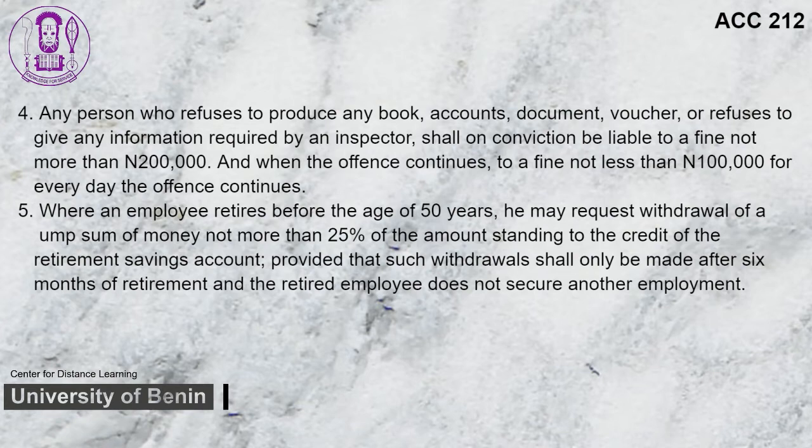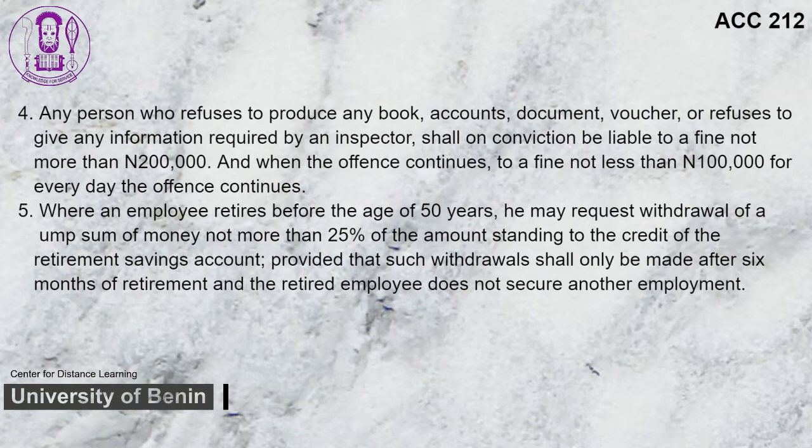5. Where an employee retires before the age of 50 years, he may request withdrawal of a lump sum of money not more than 25% of the amount standing to the credit of the retirement savings account, provided that such withdrawals shall only be made after 6 months of retirement and the retired employee does not secure another employment.